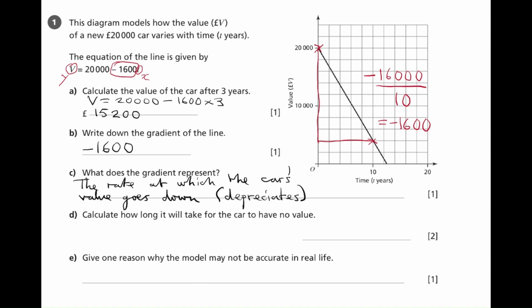For part D, we need to know when the car will have no value. Again, if we try and use the graph, we can't read off the value precisely. So we take the equation, 20,000 minus 1,600t, and we want to know when this value will equal 0. So we add the 1,600t to the right-hand side, and the value of t will be found when we divide the 20,000 by 1,600, giving us an answer of 12.5 years.